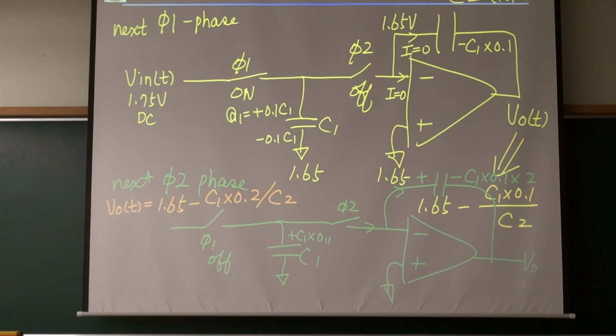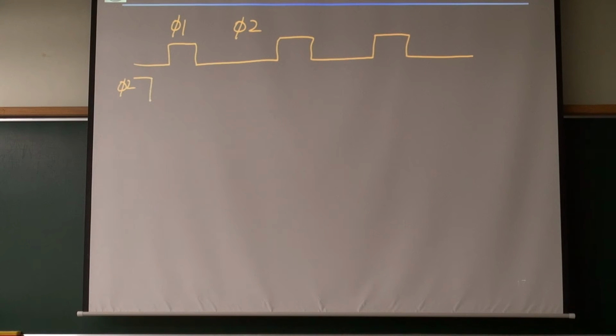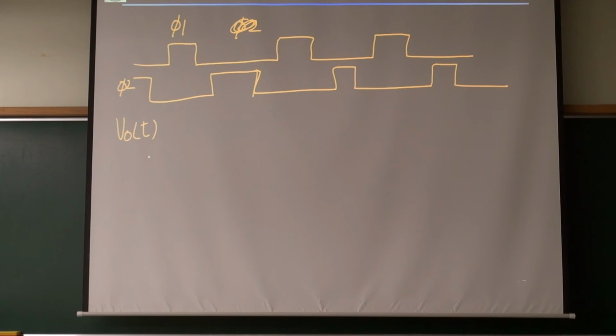If I keep on continuing, this VOT voltage will go down in a stepwise fashion, right? So here there is an I1 phase, I2 phase. See, this is the I1 phase clock, and this is the I2 phase clock here. Non-overlapping clocks, right? They should not be the same.